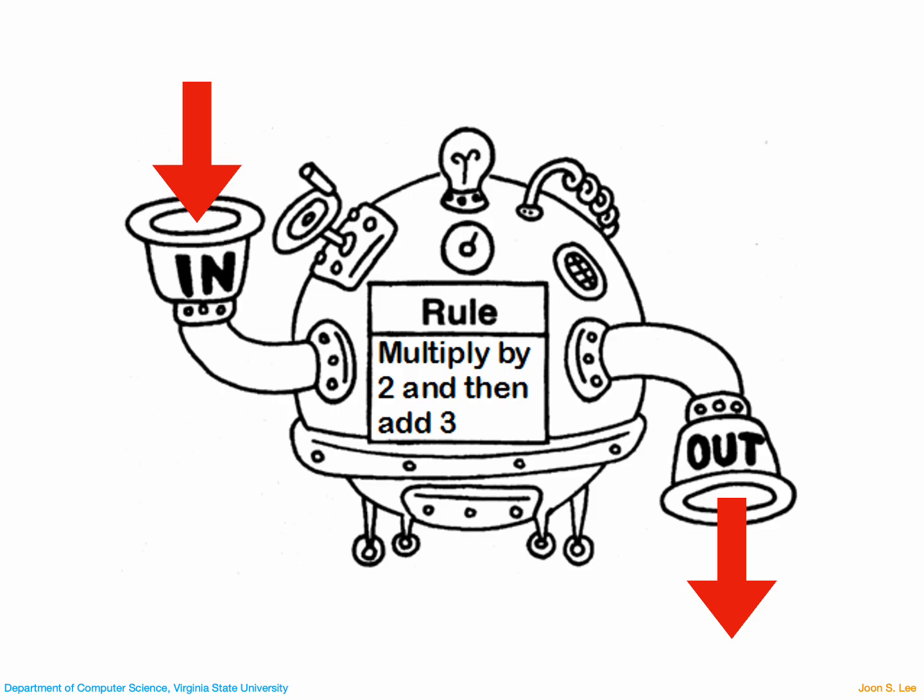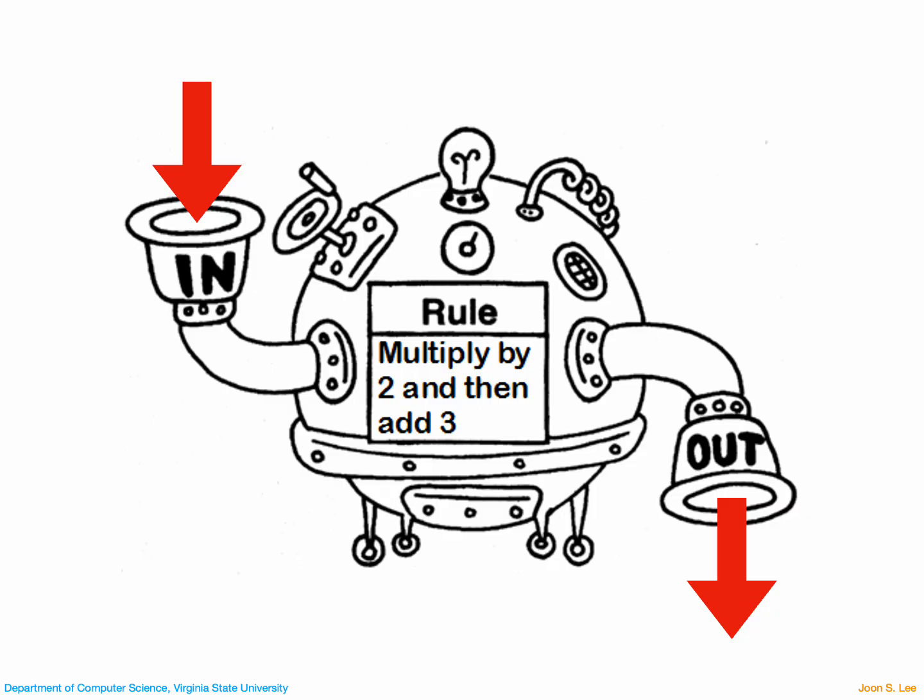Here's a simple way to think about functions. Imagine a machine. On one side, you put something in. The machine then follows a set of rules. In this example, the rule is multiply by 2 and then add 3. After processing, the machine gives you an output on the other side. That's exactly how a function works. You give it input data, it performs a series of steps, and it returns an output.